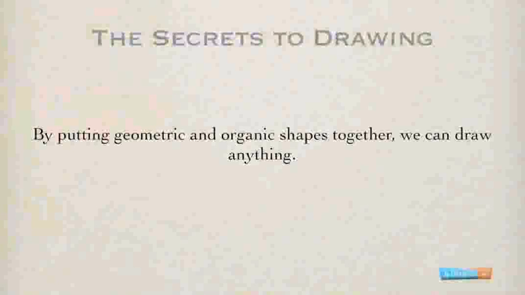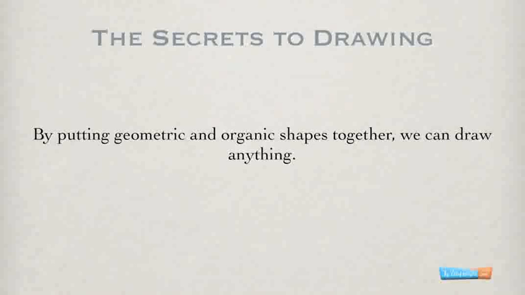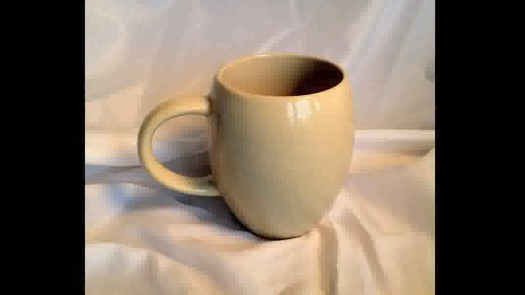Now that we've defined the two types of shapes, what can we do with them when it comes to drawing? Well, by putting geometric and organic shapes together, we can draw anything. All we have to do is recognize those shapes and draw them in the correct position, and again, we can draw anything that we want. For this demonstration, I'm going to use this photograph of a coffee mug. If you'd like to follow along with this, you can download this image below.